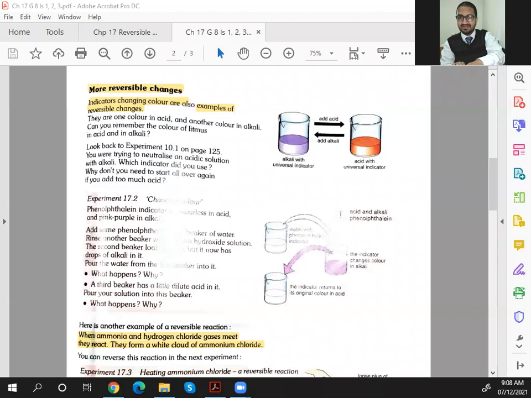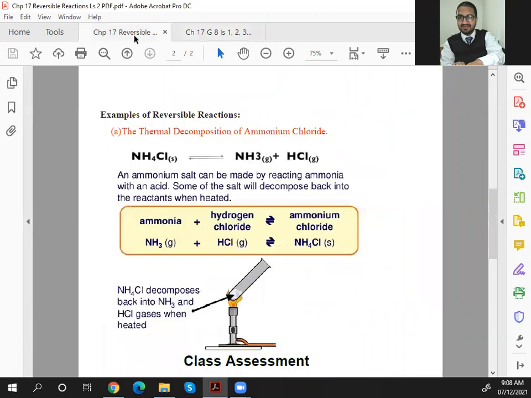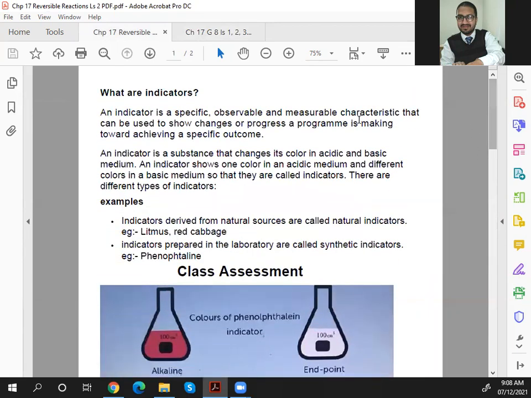Before starting this reaction, here at the top you can see that indicators changing colors are also examples of reversible changes or reversible reactions. Before diving into this topic, you should know about the indicator. What is an indicator? For this, I'm going to share the slide with you. Here you can see the definition of indicator, or what indicators are.